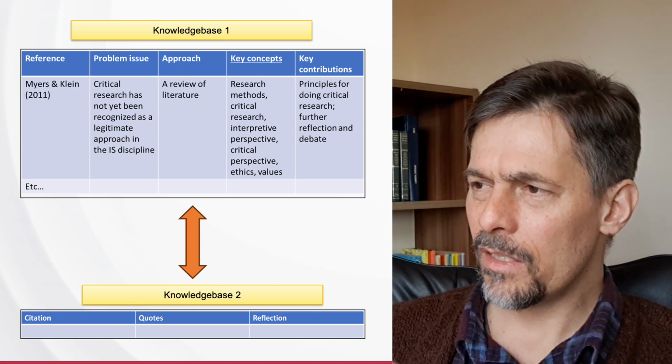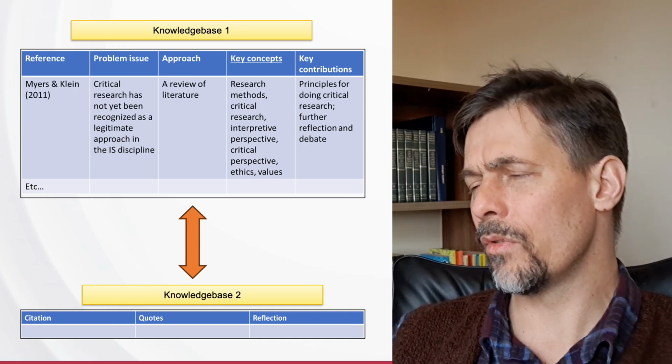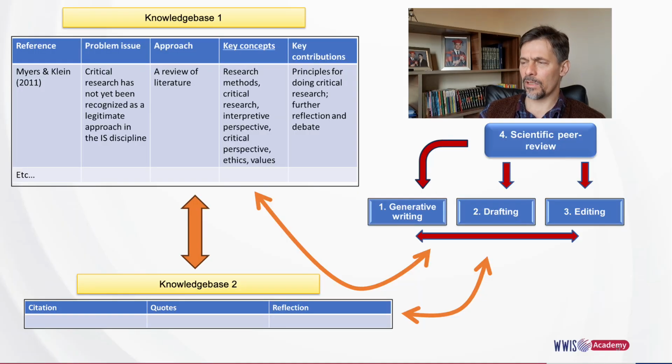Now, at the end of the day, these two knowledge bases will feed into different phases of writing. For example, if you're busy generating ideas through generative writing, the reflections align with it. But if you start with the drafting phase, that's where you have this imaginary conversation between yourself as the researcher and the different authors of your papers. That's where you start putting all these ideas together as an argument, or an imaginary conversation. So, using these two knowledge bases is really a useful way of coping with the sheer amount of literature that you might have to deal with.